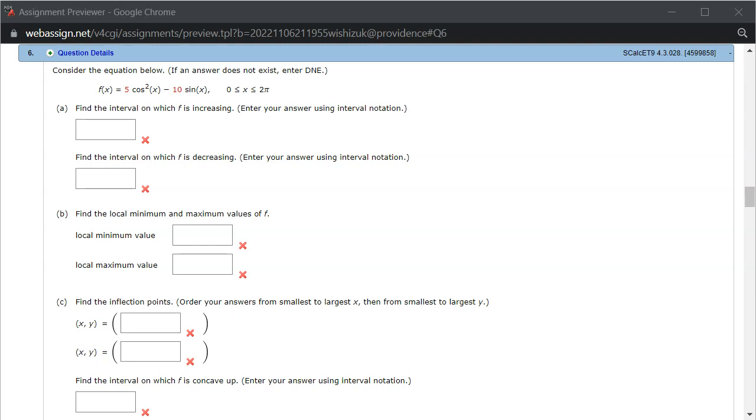All right, let's look at homework 4.3, problem number 6. We have a function here involving sine and cosine, and we want to find the intervals of increasing and decreasing. All right, so let's do that.